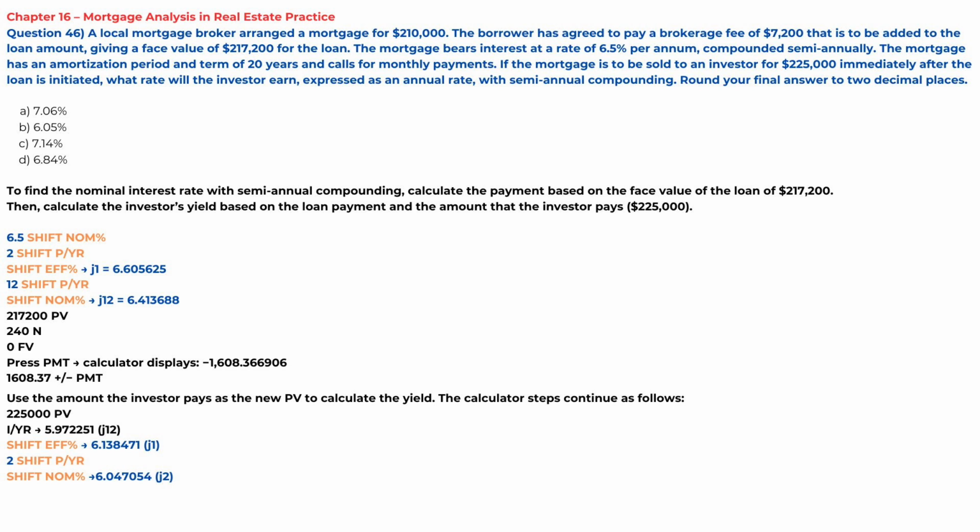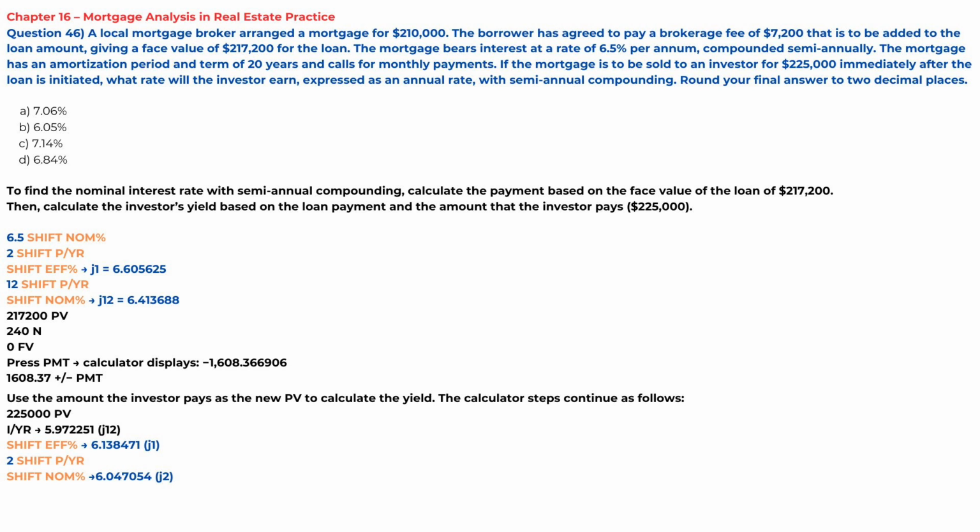To find the nominal interest rate with semi-annual compounding, calculate the payment based on the face value of the loan of $270,200. Then, calculate the investor's yield based on the loan payment and the amount that the investor pays, $225,000. 6.5 Shift NOM, 2 Shift PYR, Shift Effective. Calculator stores J1 equals 6.605625. 12 Shift PYR, Shift NOM. Calculator displays J12 equals 6.413688.